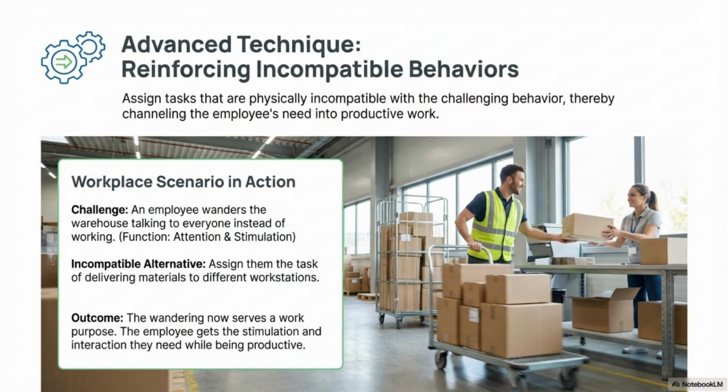Using incompatible behaviors. Sometimes you can assign tasks that are incompatible with the challenging behavior. An employee likes to wander the warehouse and talk to everyone instead of working. The function is attention and stimulation. Assign them a task that provides movement and interaction, delivering materials to different workstations. Now the wandering serves a work purpose and they get the stimulation and interaction they need while being productive. That's reinforcing an alternative behavior that's incompatible with unproductive wandering.